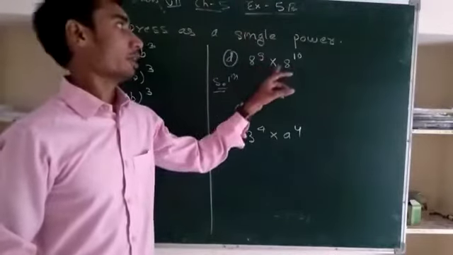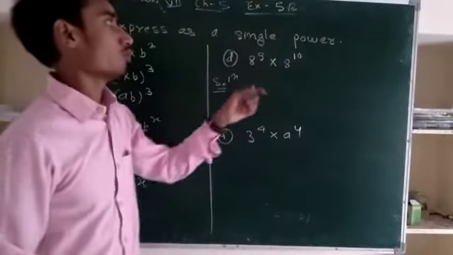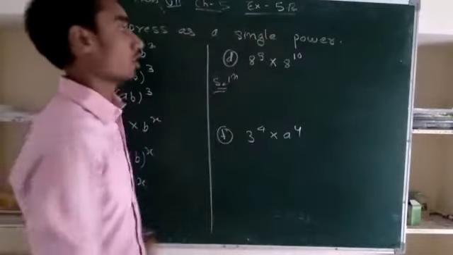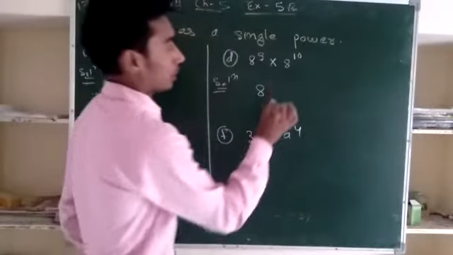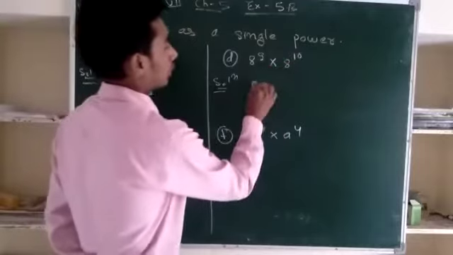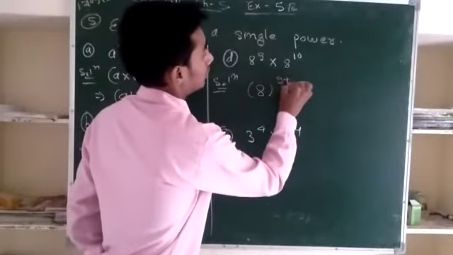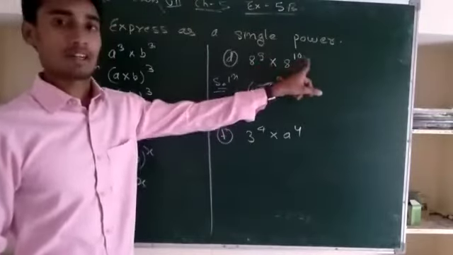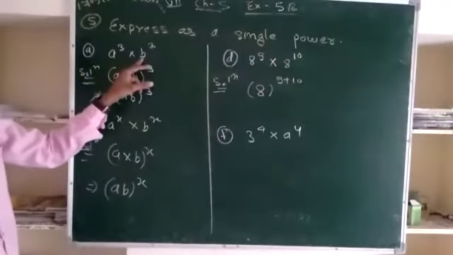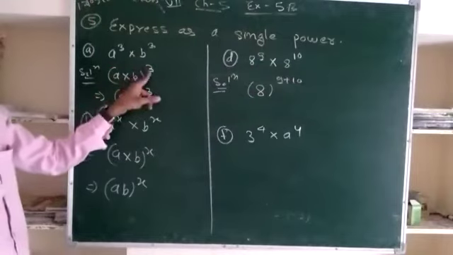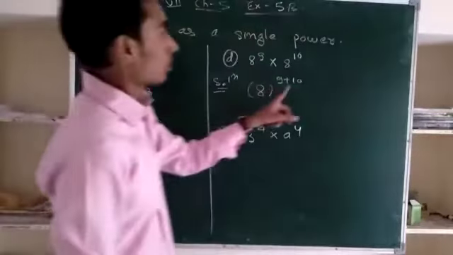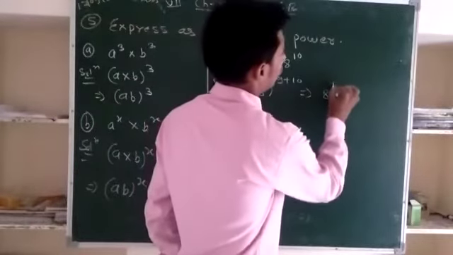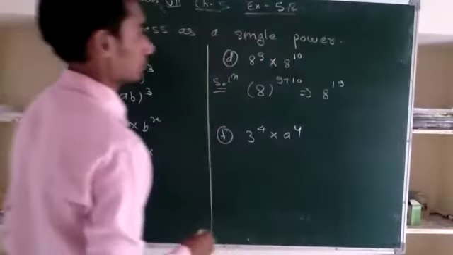8 raised to 9 multiply 8 raised to 10. How will you solve? The base is the same but the power is different. What do we write? First write the base and add the exponents, 9 plus 10. अगर आपका base same होता है so we have to add the powers. If the base is different, then first multiply the bases and write the power only one time. Now here, what is the answer? 9 plus 10 is 19. So 8 raised to 19. That is the answer.